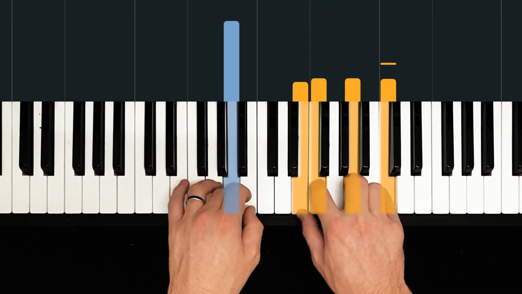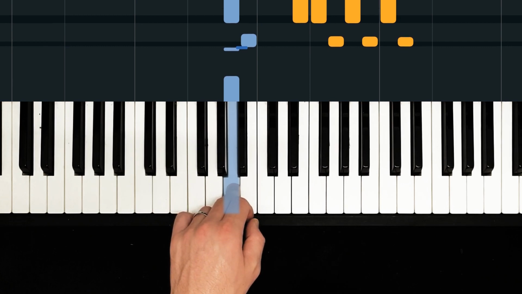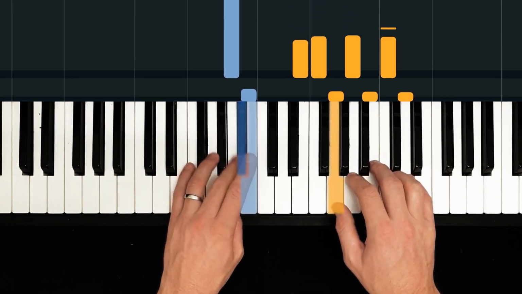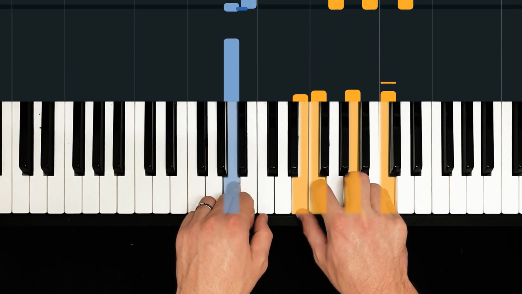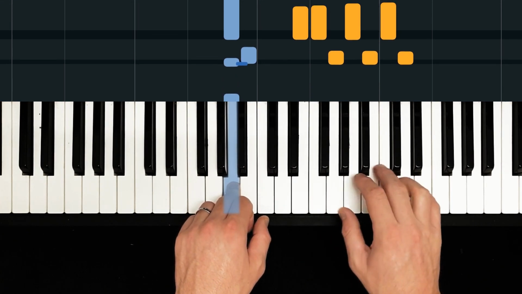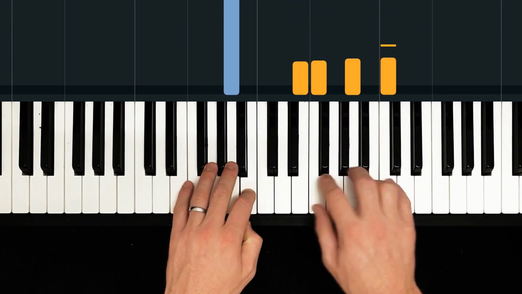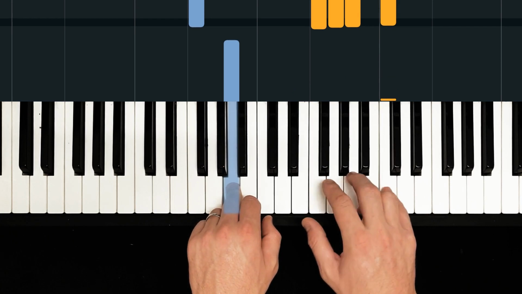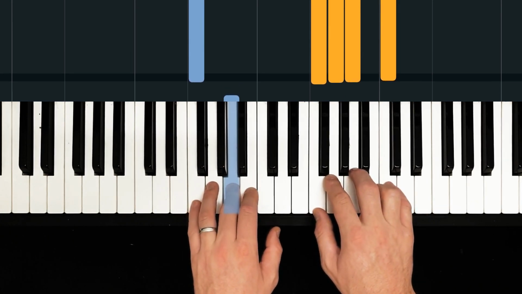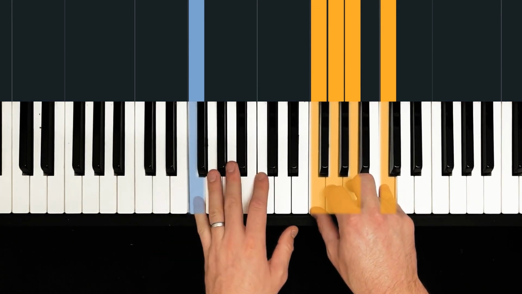1 and a 2, 3, 4. 1 and a 2, 3, 4. 1 and a 2, and that's it. 3, and you know what? Let's hear that lovely chord again because it comes straight after that. Oh yeah.